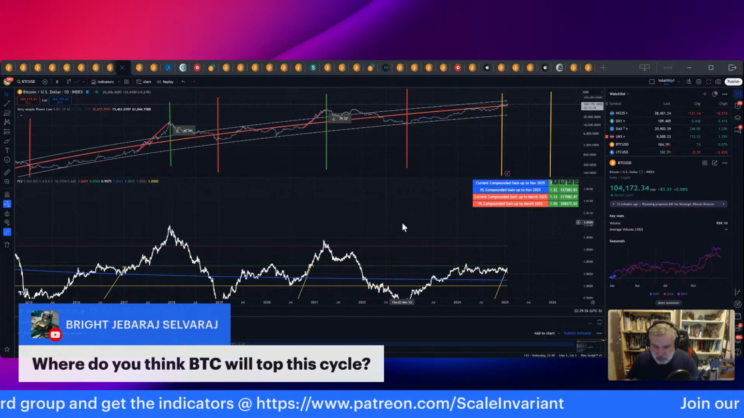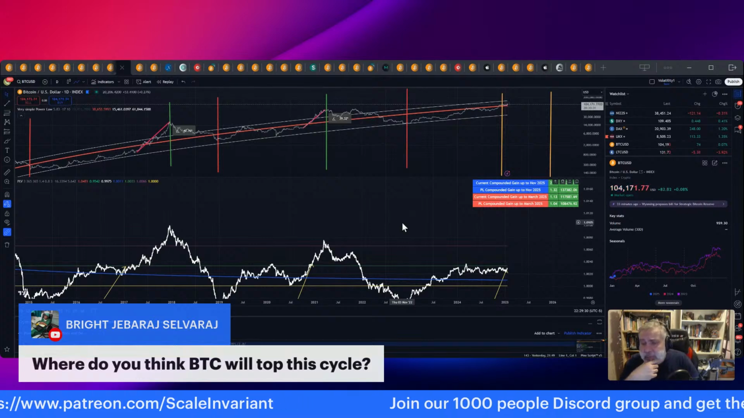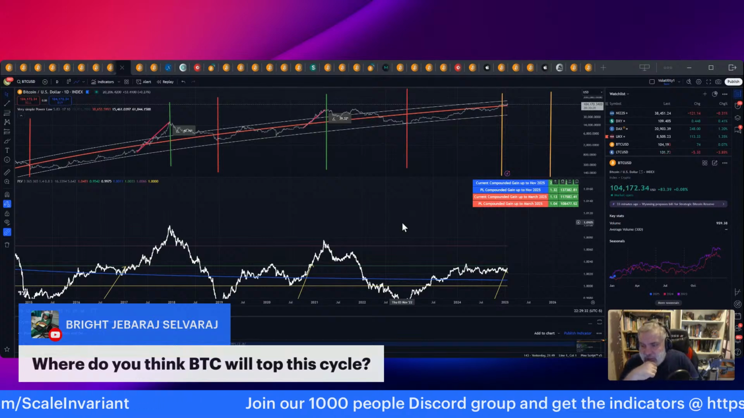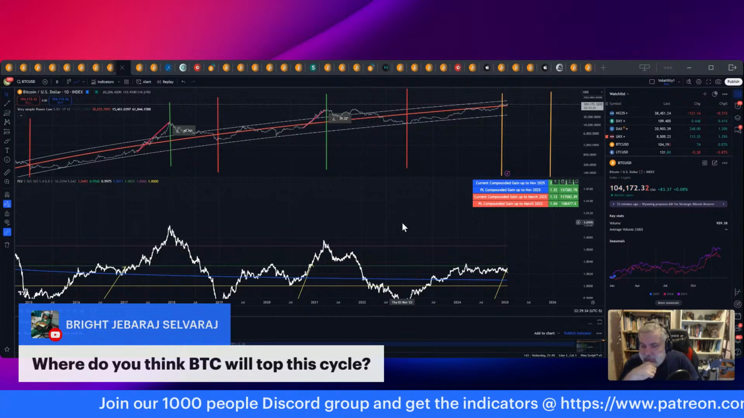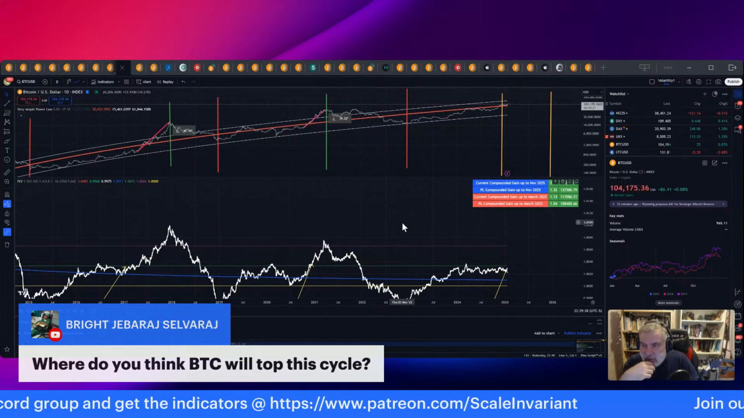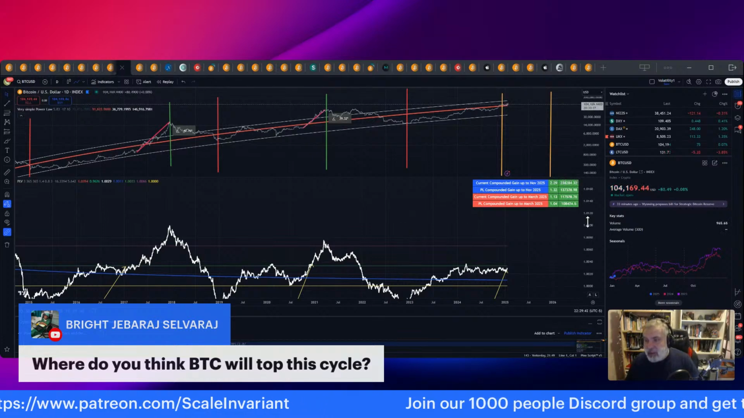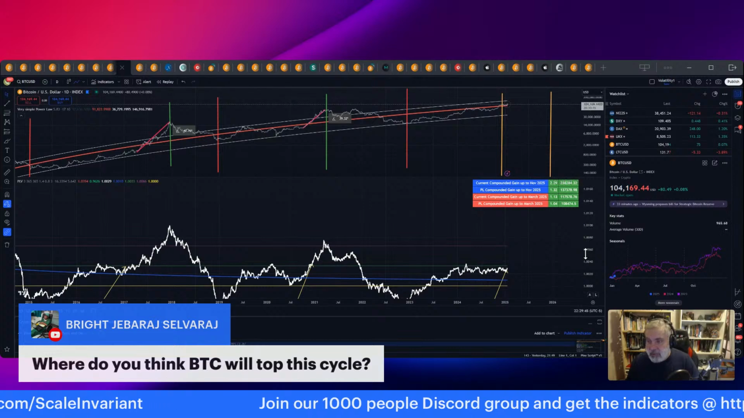If you project it to the future, you get a projection that is around 250,000. So it's a little bit more optimistic, let's say, but very close numbers, very close numbers.